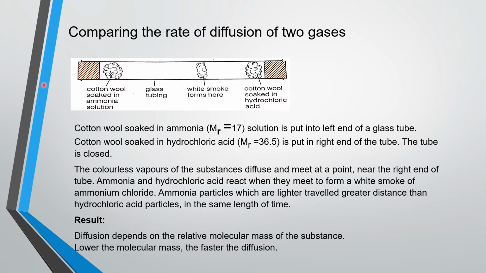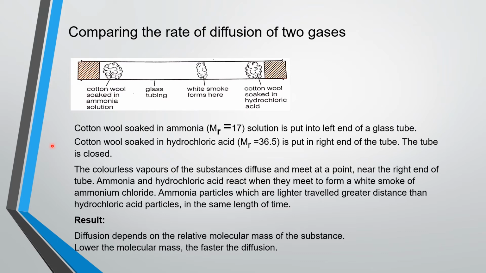Comparing the rate of diffusion of two gases. In the diagram, you can see a long glass tube which is closed on both sides. On the left hand side you can see a cotton wool soaked in ammonia solution, and on the right hand side you can see a cotton wool soaked in hydrochloric acid.